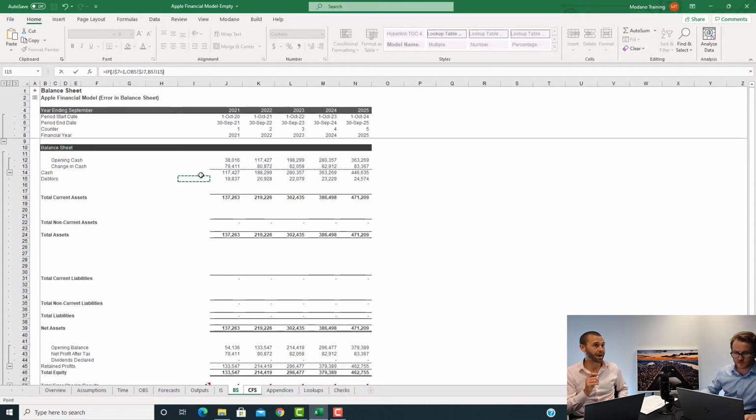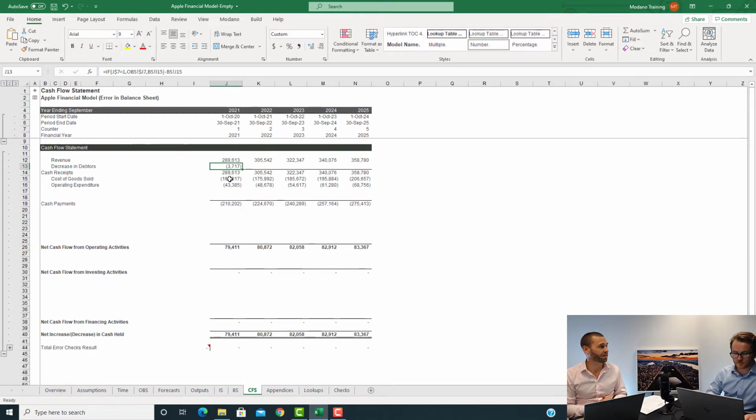And then you need to subtract the current period. So do subtract, and then balance sheet J15, which is the current period. Press enter, and that should give you your 3717. So that increase in debtors of 3717 is a negative cash adjustment because it's a negative decrease. Yes. So it's an increase.